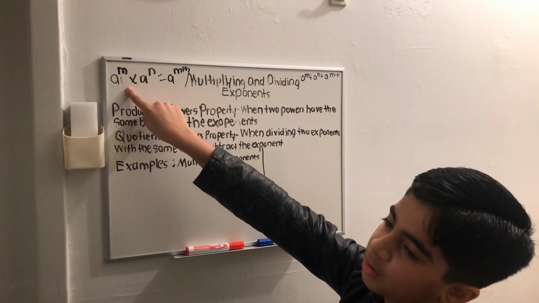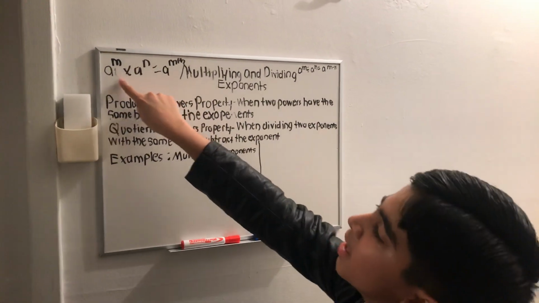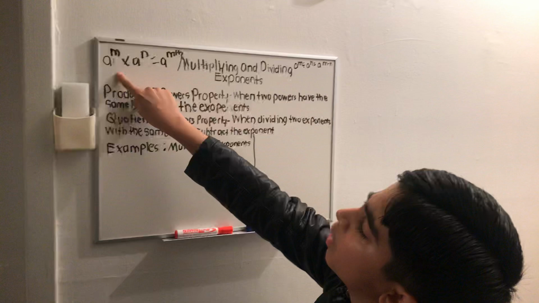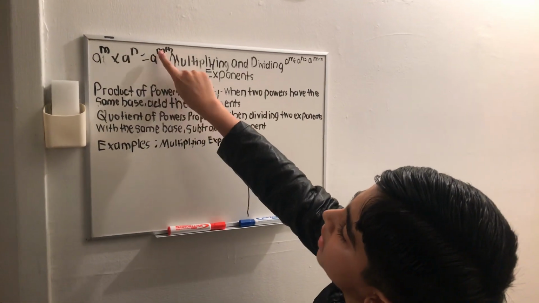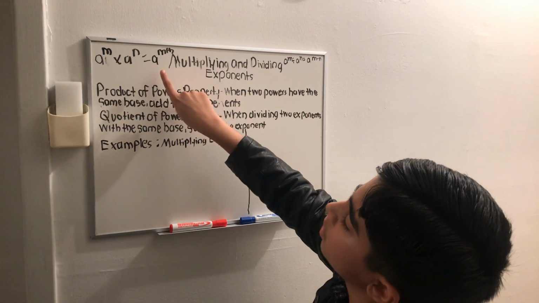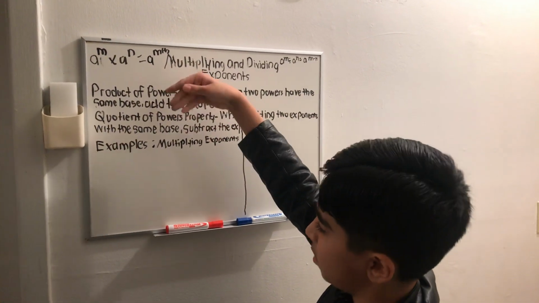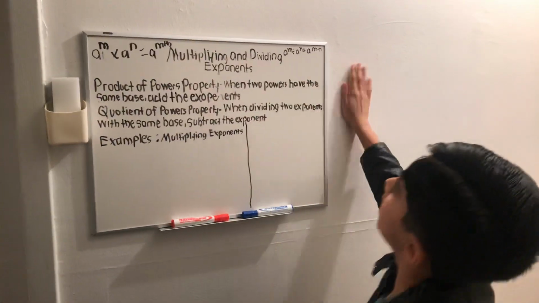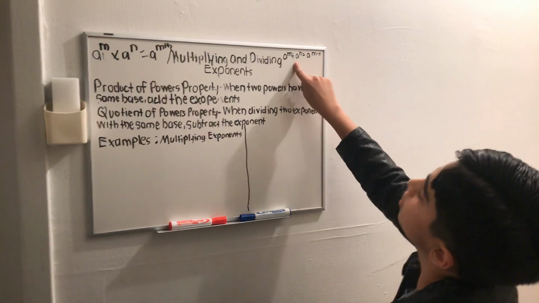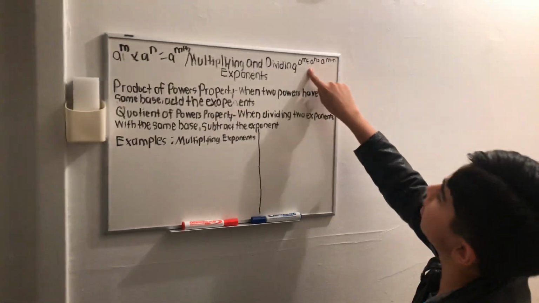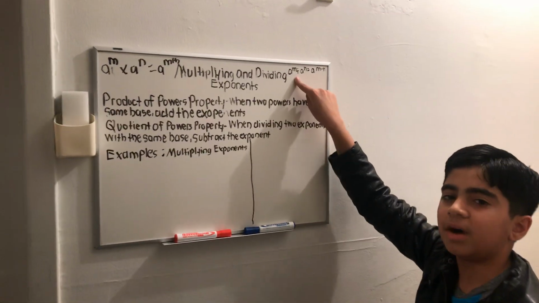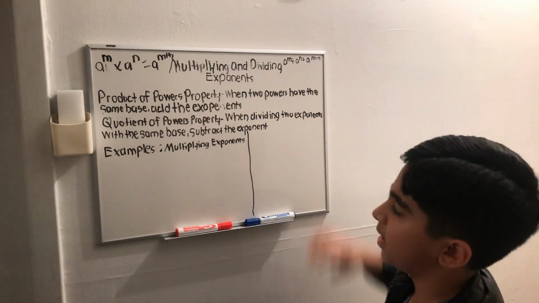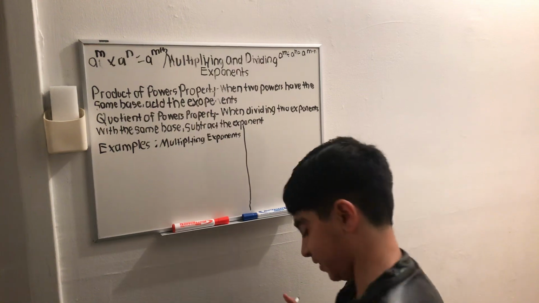Here's a model example of multiplying exponents. You have to use this law: a^m times a^n equals a^(m+n). So when you're multiplying a^m times a^n, you're combining the exponents, m plus n. So your answer in variable form will be a to the power of m plus n. And over here, for dividing exponents, for variable examples, you use a^m divided by a^n equals a to the power of m minus n. So let's take a look at a few examples.